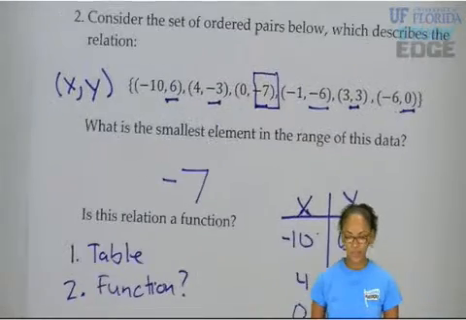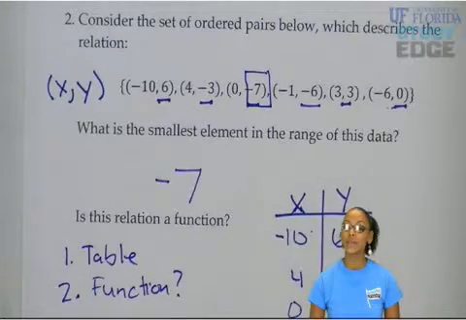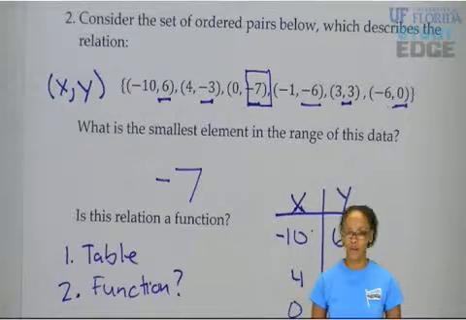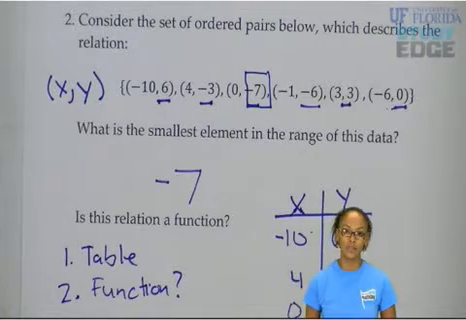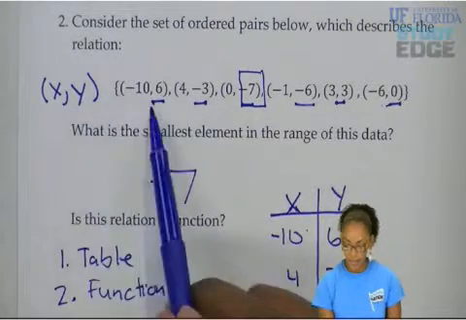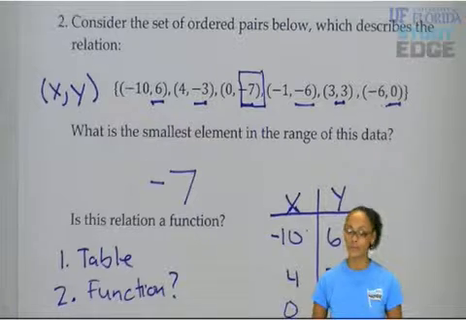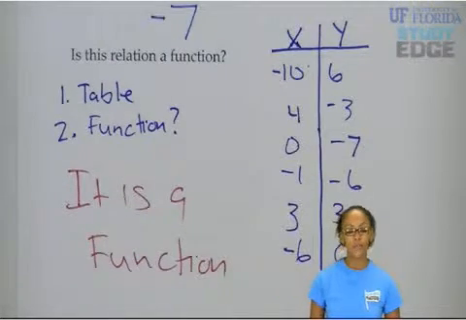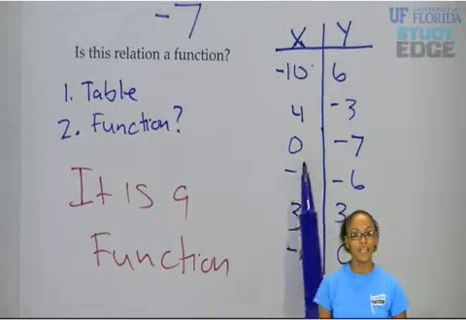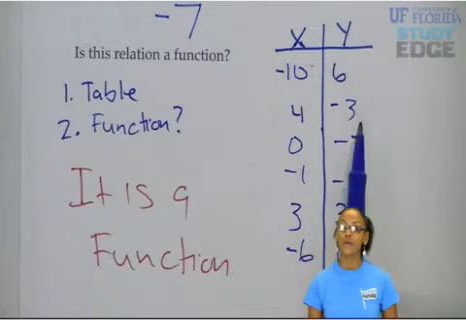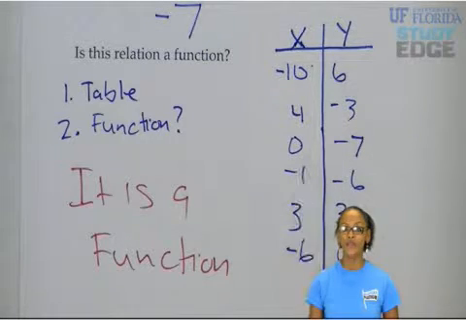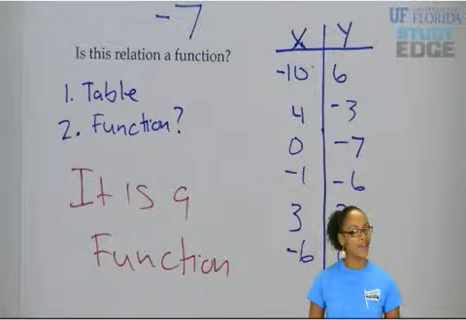Just to refresh our memory, a range is represented by all the y coordinates in the ordered pair, and a domain is represented by all of the x coordinates. The y coordinate is always the second element of the ordered pair. To determine if a relation is a function, we can make a table and then make sure there's only one corresponding y for every x. I hope that was helpful.